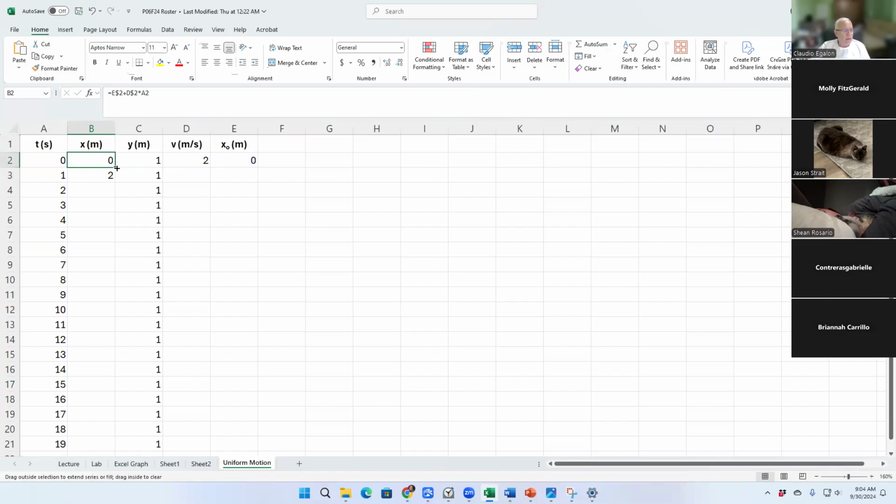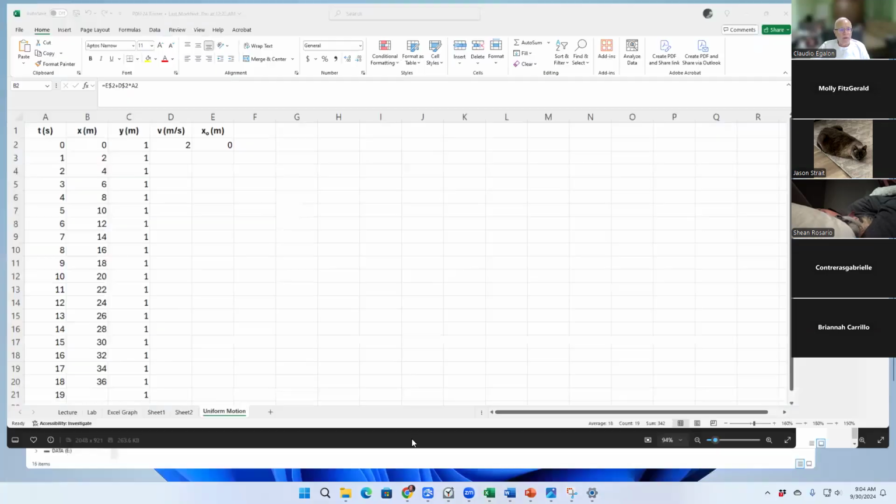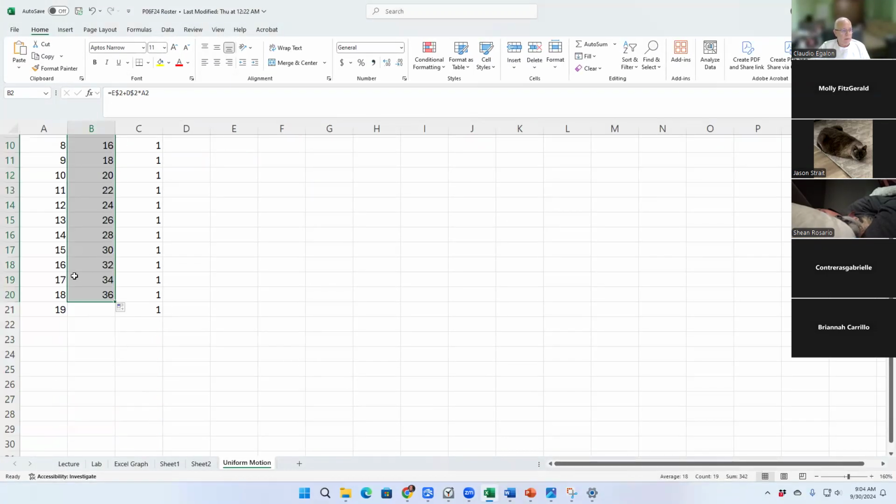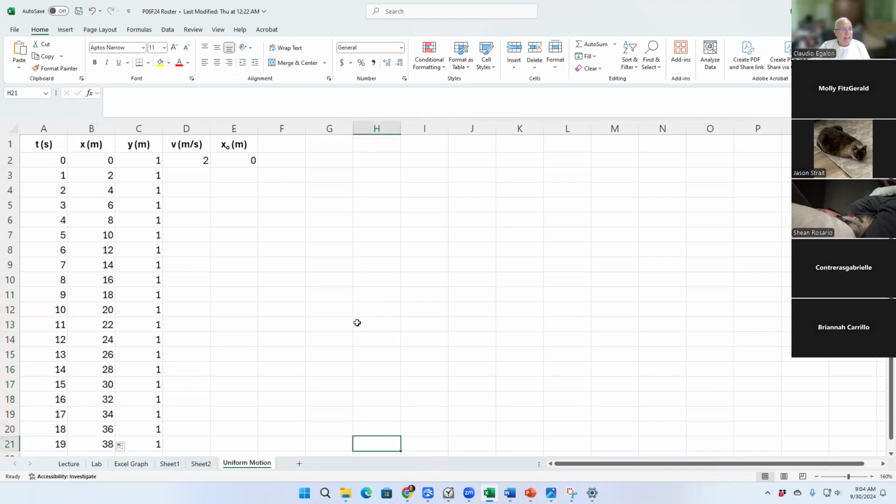Okay. And now, because the velocity is 2 meters per second, for every second that goes by, you should have position 2, 4, 6, 8, and so on, right? I know what the result is going to be. Going back here, the first 19 seconds.